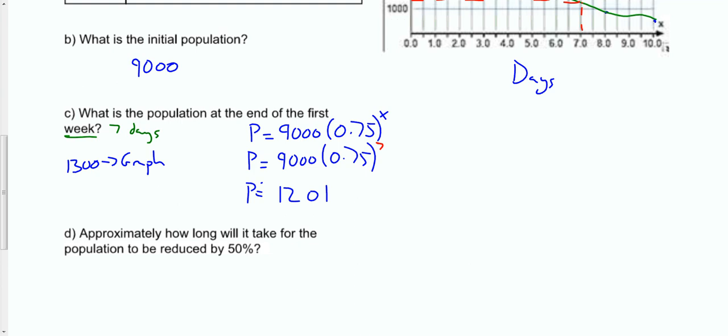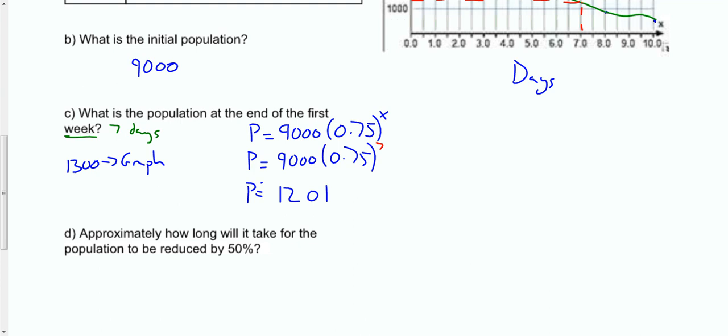So on my graph, because of human error and the fact that my graph is imperfect, I guesstimated it to be about 1,300 based on the graph. The formula is a lot more accurate, and so using the formula, I got a more complete and correct answer. And so my formula answer is 1201.